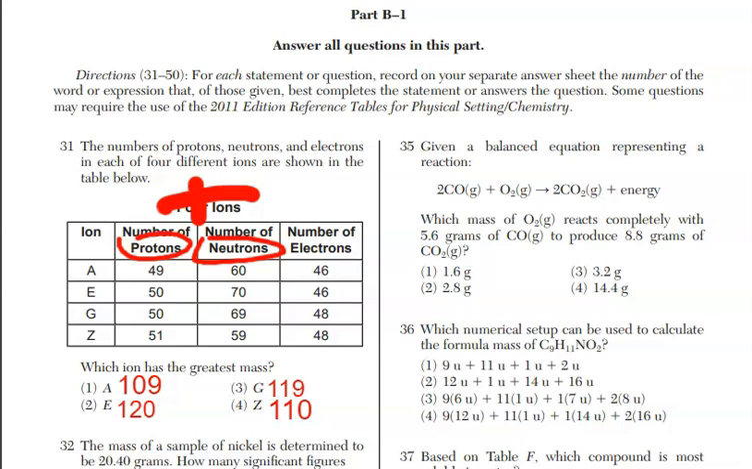You can see here that I added the protons plus the neutrons, put the numbers next to each of the choices, and sure enough, our biggest number is going to be choice 2.